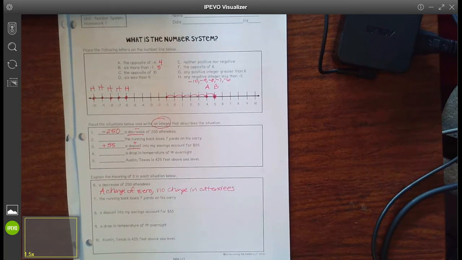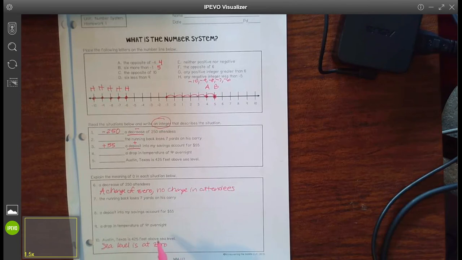Another one, let's see the last one. It says Austin, Texas is 425 feet above sea level. So if this were in terms of 0, like what does 0 have to do with sea level? Well, sea level is actually at 0. Okay, so in that regard, that's what 0 is meaning when you're talking about sea level. Below sea level would be negative, above sea level would be positive, right at sea level is 0.